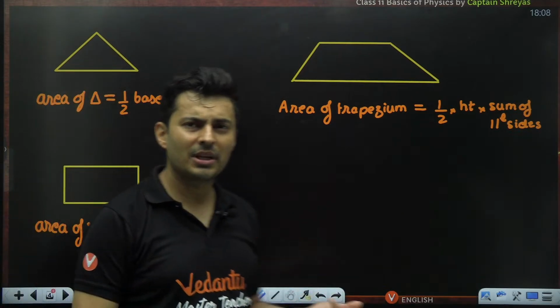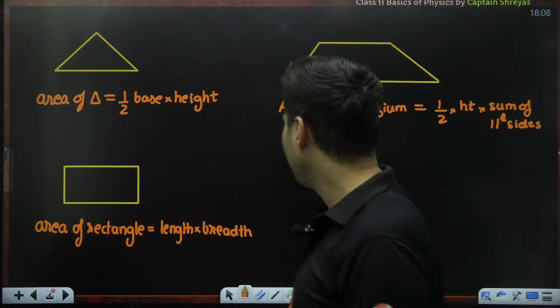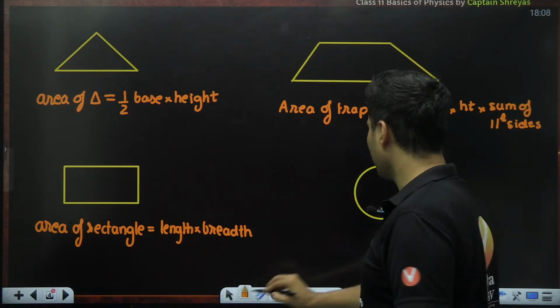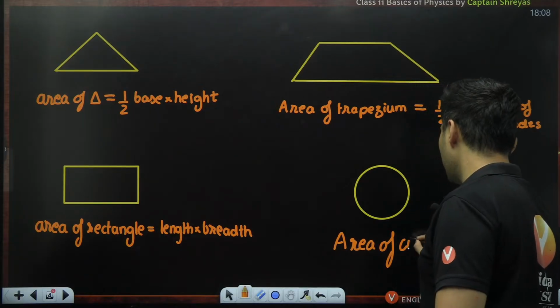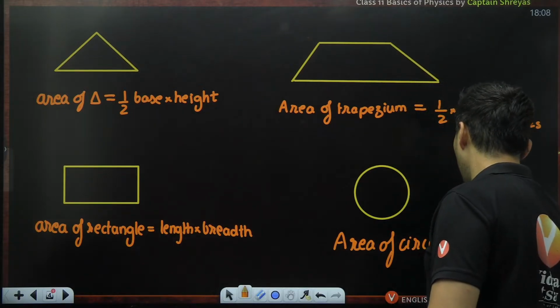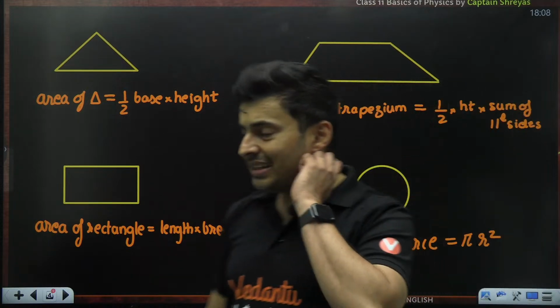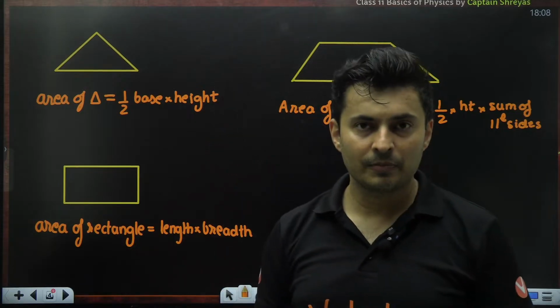Other things are also there. Area of a sphere and so many things. Area of a circle, everything we know, right? Area of a circle also we know. So area of a circle is pi r squared.